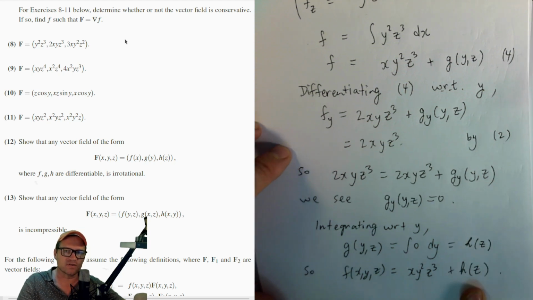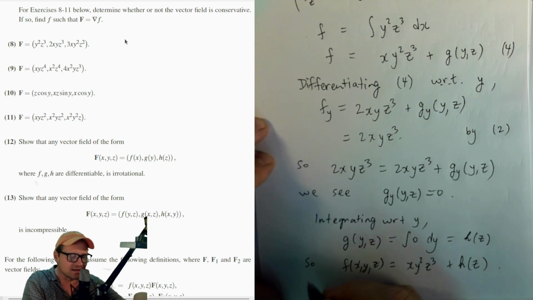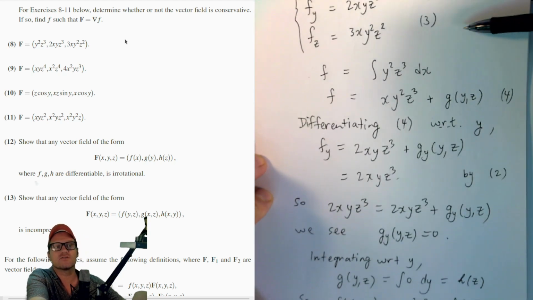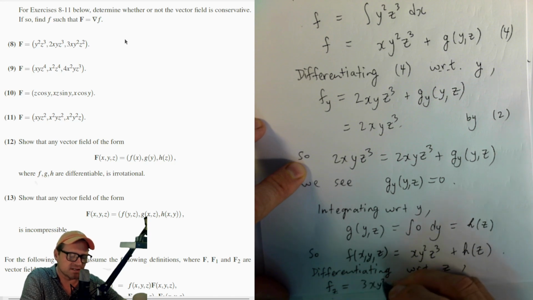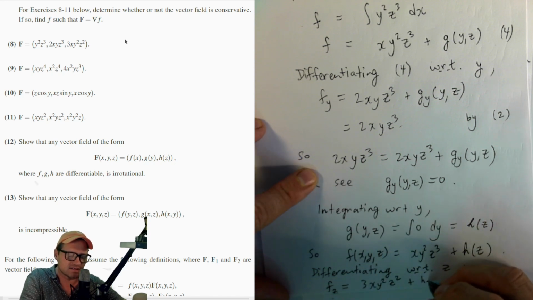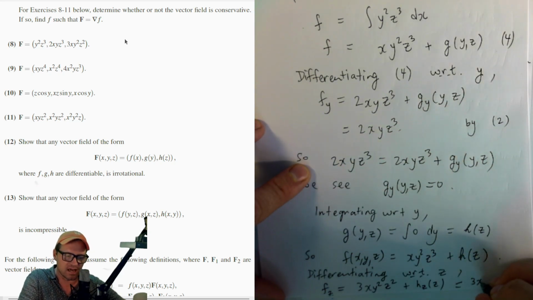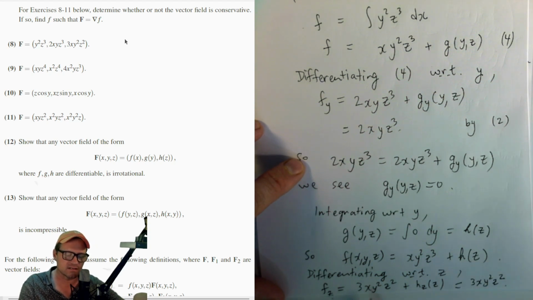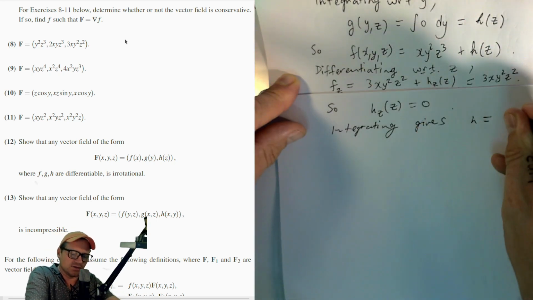So we're getting somewhere here because we've learned that that is only a function of z, not of x and y. All right, so now differentiating this with respect to z so that we can compare that with equation 3 up here, we have f subscript z equals 3x y squared z squared plus h subscript z of z. And so matching that with equation 3, this is equal to 3x y squared z squared. And so now we see, because these two are equal, we have to have h subscript z of z equals 0. And so then integrating gives h equal to just a constant.